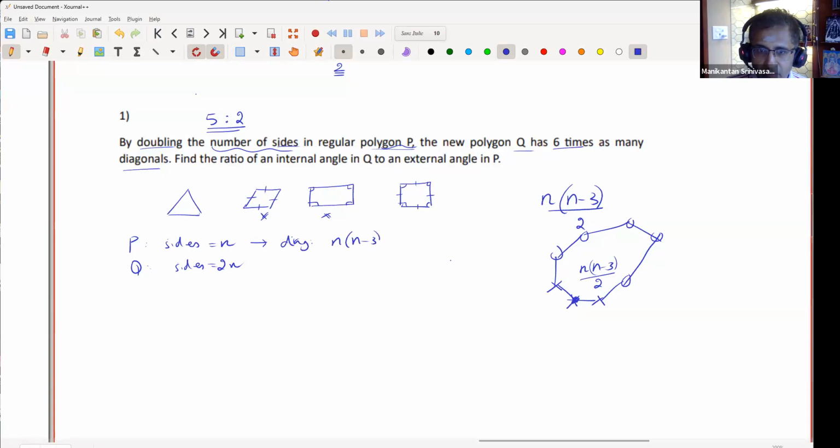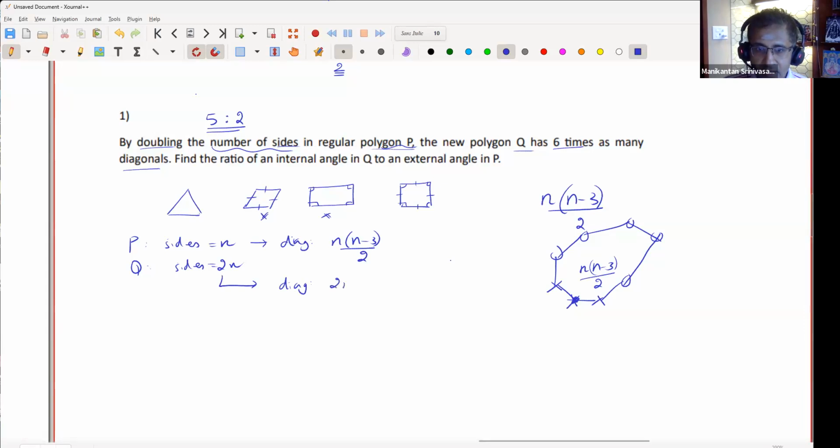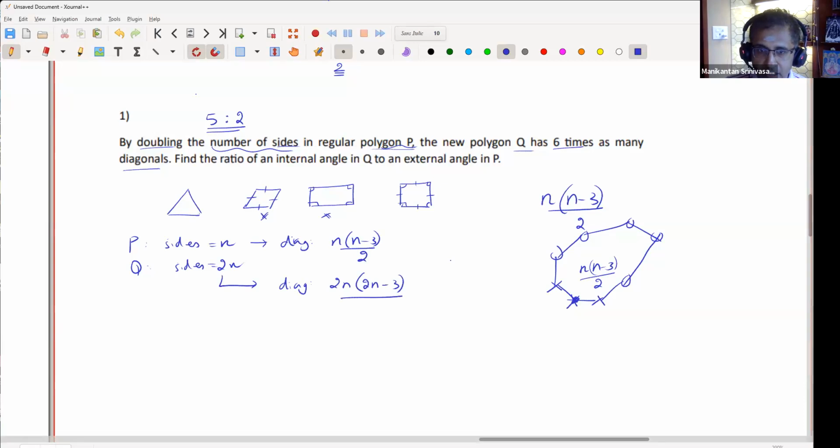Whereas in this case, the count of sides is doubled. The number of sides is doubled, not the side length. So instead of n, it's 2n. So 2n times (2n minus 3) by 2. And the relation between these two is that the lower one is 6 times the previous one.